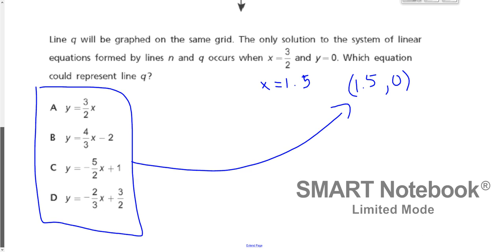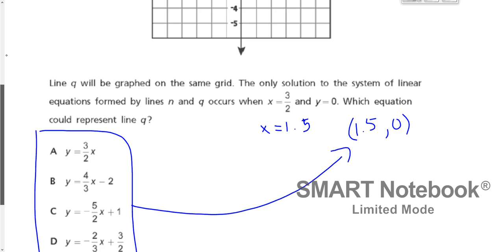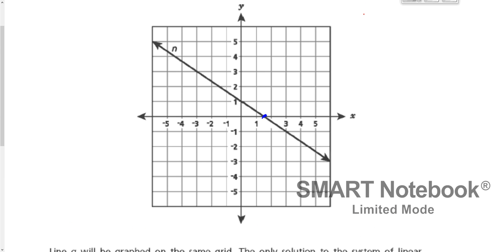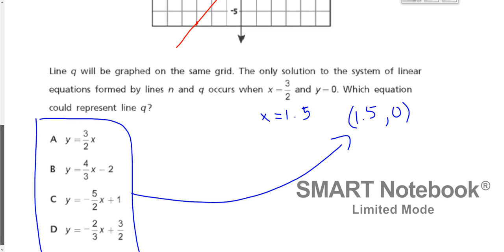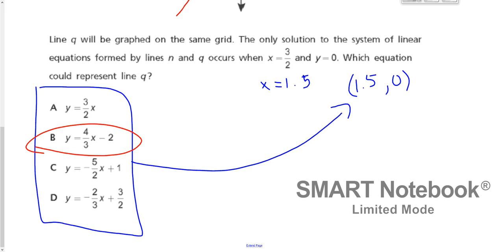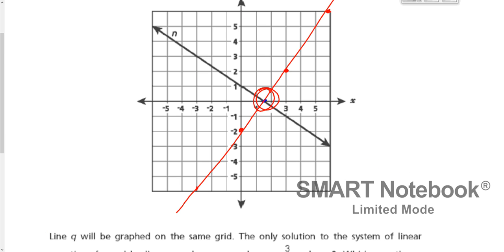Okay, the second choice, y equals 4 over 3x minus 2. So you start at negative 2, and you go up 4 over 3. That goes here, here, and here. I do my best to draw a straight line, and look at that. It went right through that point. So B is the correct answer. Y equals 4 over 3x minus 2.